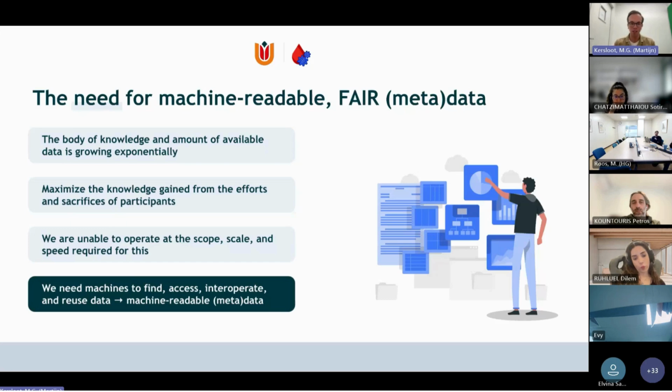So instead of us researchers finding, accessing, interoperating, and reusing data in our own small little cubicles, we can ask the help of computers to do that at a much larger scale. And therefore, we need this machine-readable metadata.